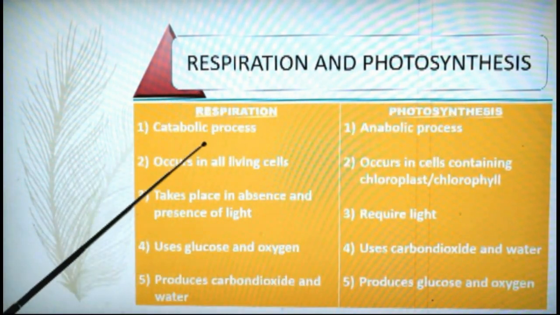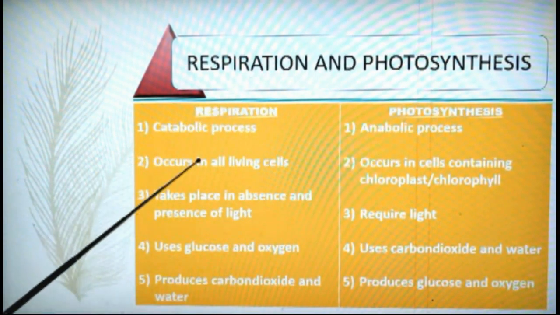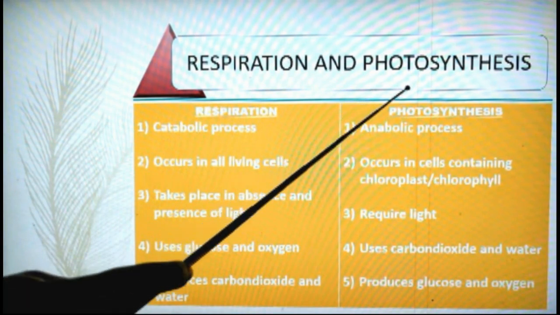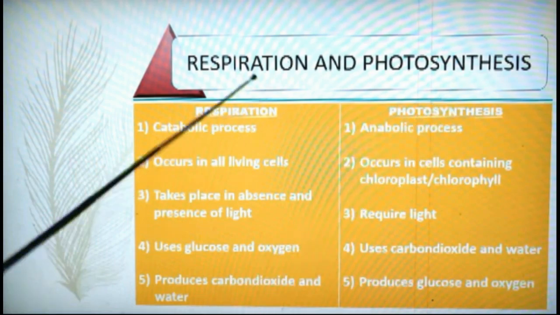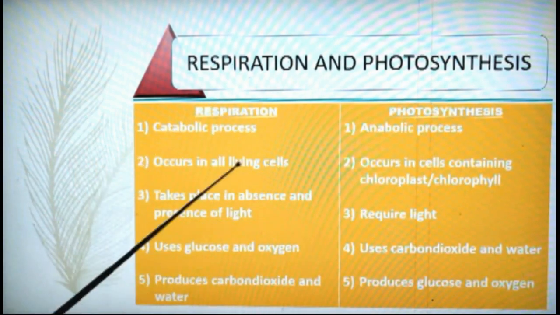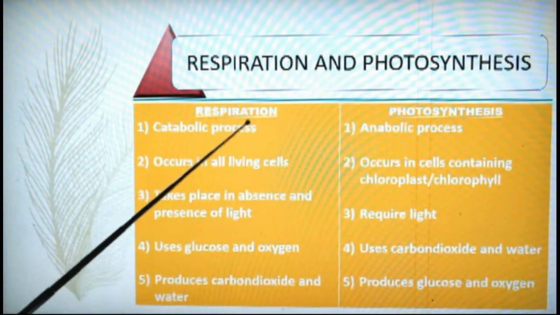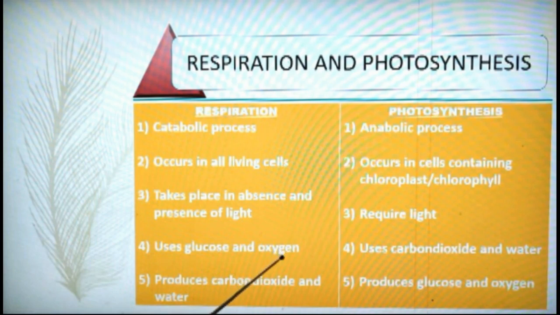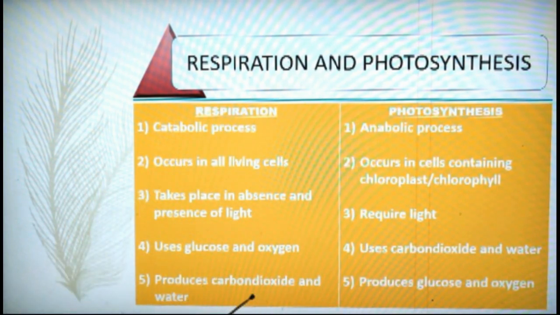Respiration is a catabolic process. Photosynthesis is an anabolic process. Respiration occurs in all living cells. Photosynthesis occurs in cells containing chloroplast or chlorophyll. Respiration takes place in absence and presence of light, while photosynthesis requires light. Respiration uses glucose and oxygen, while photosynthesis uses carbon dioxide and water. Respiration produces carbon dioxide and water. Of course, energy is released. Photosynthesis produces glucose and oxygen.